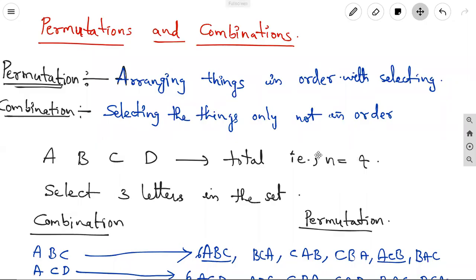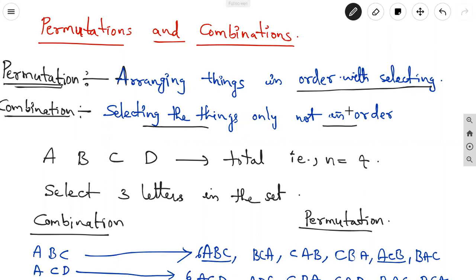Let us discuss a topic on permutations and combinations. Permutation is nothing but arranging the things in order with selecting. Combination is nothing but selecting the things only, not in order. Here, for example, we can take the four alphabets A, B, C, D. Here, total alphabets are 4. In that, select 3 letters in a set.